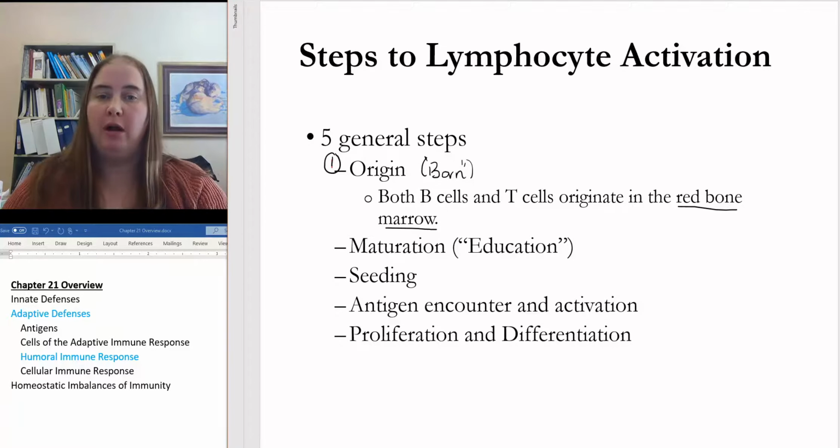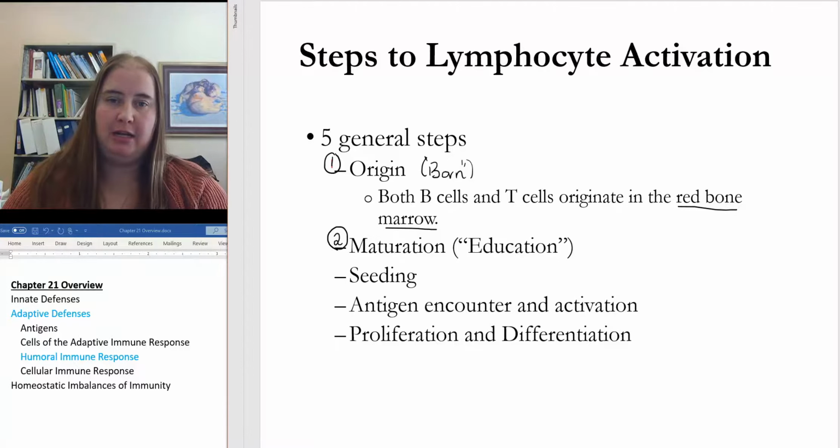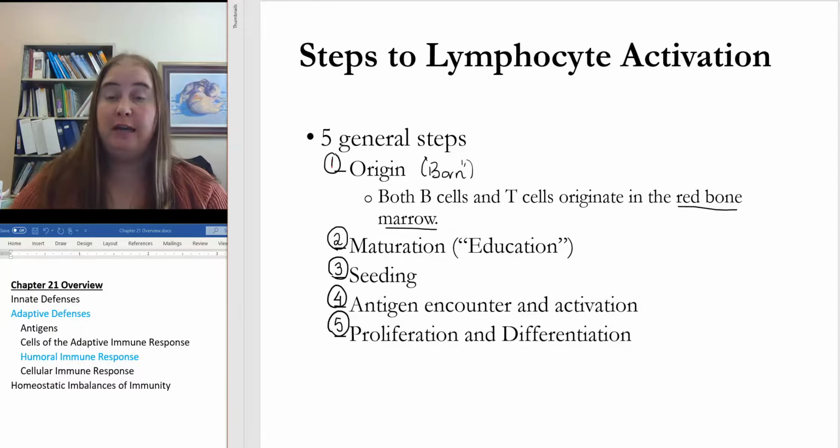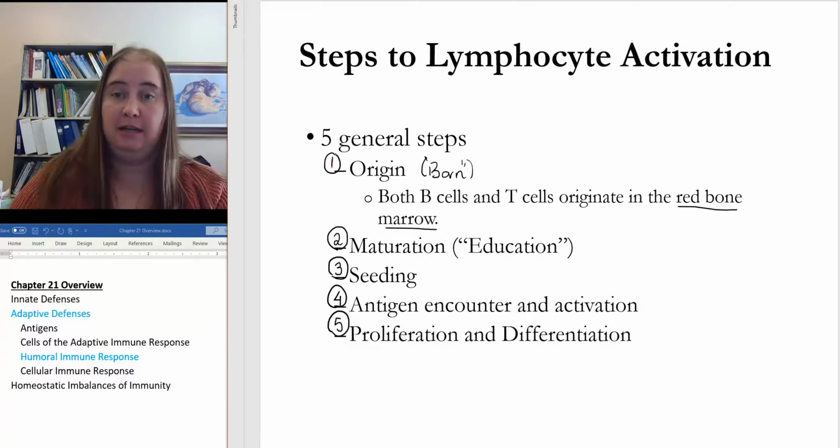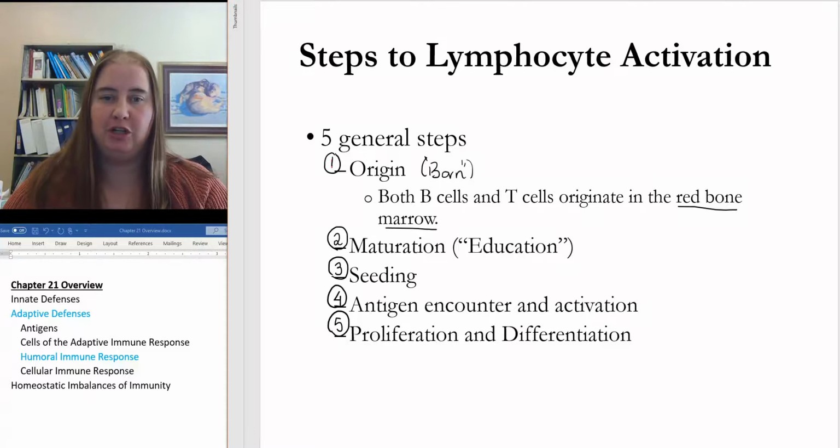On the next number of slides, we're going to go over this process of maturation, which is basically a process of them becoming educated. They then go on and they seed. We'll talk about what they're seeding. Here they're going to encounter, at some point after they've seeded, an antigen and become activated. And then finally, to be actually fully activated and carry out the fight of the pathogen, they're going to undergo proliferation and differentiation.